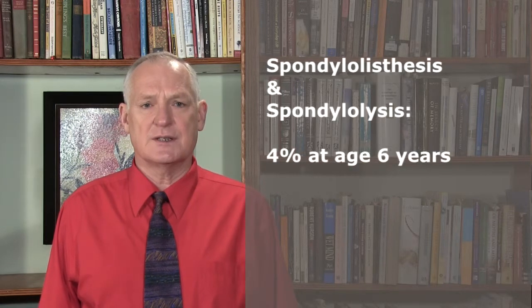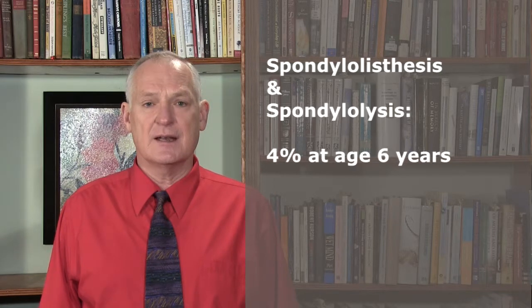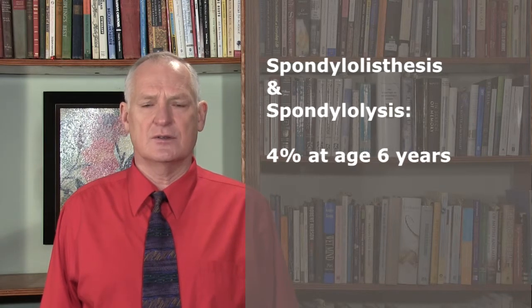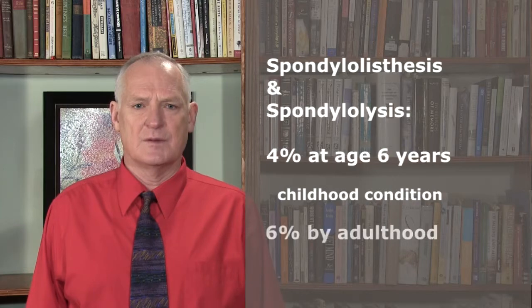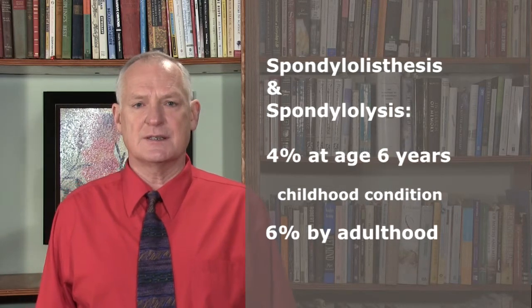Spondylolisthesis and its necessary precursor, spondylolysis, presents asymptomatically in 6-year-olds at a prevalence of 4%. That is, spondylolisthesis is a childhood condition. The prevalence of spondylolisthesis climbs to 6% by adulthood. And it again presents, this time symptomatically, in adolescents, especially athletes, and indeed in certain sports. Adults over 50 can develop another form of spondylolisthesis, the degenerative non-fracture type.